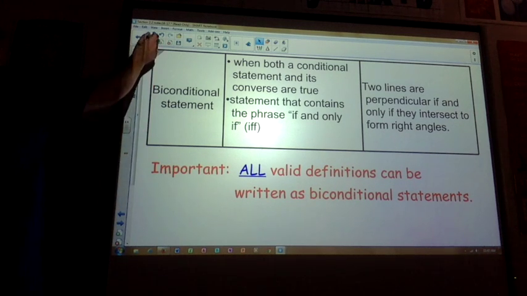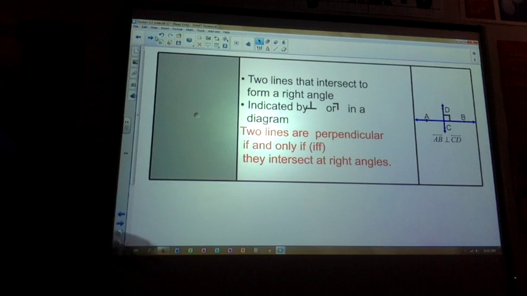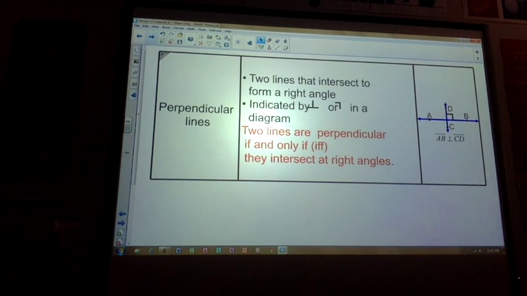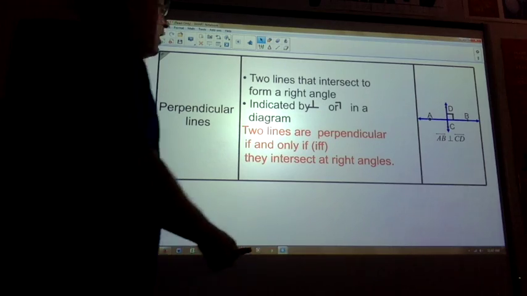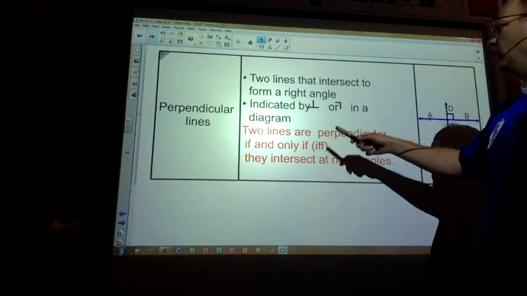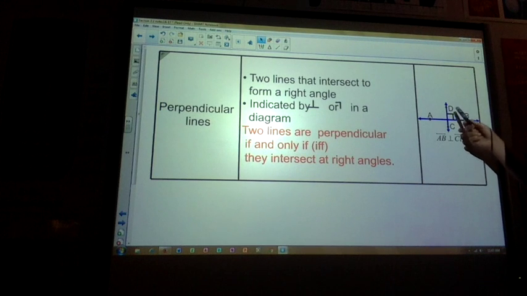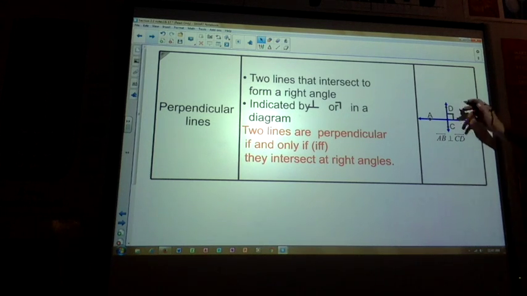Two lines that intersect to form a right angle. So this is perpendicular lines, indicated by an upside down T. When we do perpendicular lines, we use the upside down T or an upside down L in a diagram. Two lines are perpendicular if and only if, use IFF, they intersect at right angles. Do these lines intersect at right angles? They're perpendicular then.